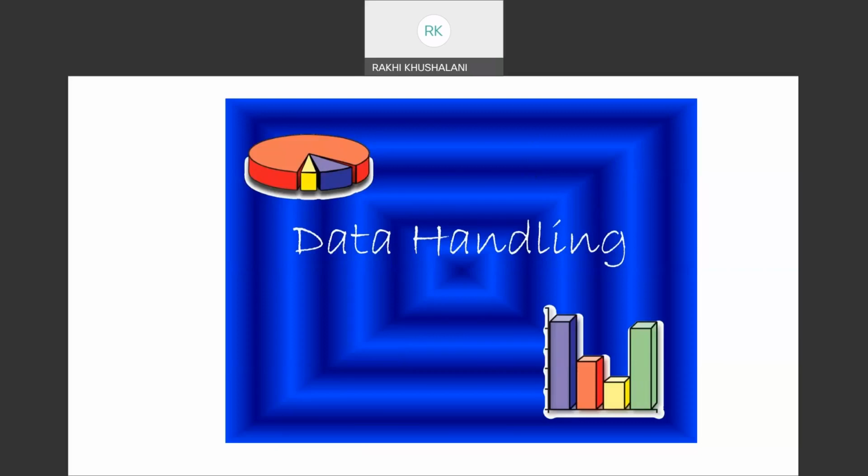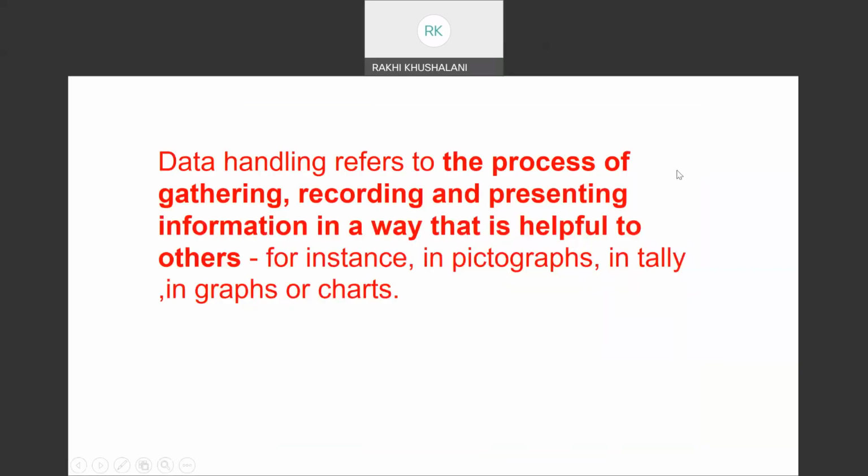Now, what does this pie chart or the circle graph mean? Again, what does data handling refer to? The process of gathering, recording, and presenting information in a way that is helpful to others. For instance, in the form of pictograph, in the form of tally markings, we do the recording of the data, and in the form of graphs or charts, the bar graph, the pie chart, and the tables also. In my video, I explained all about the table also, right?